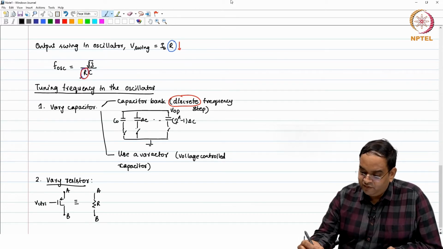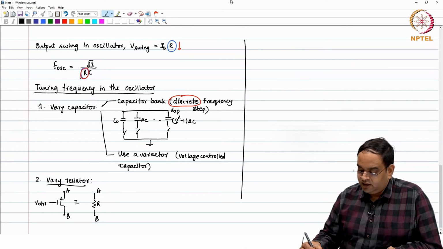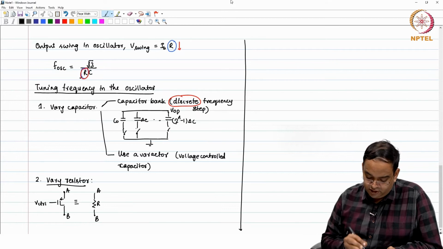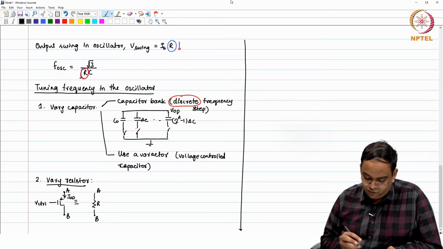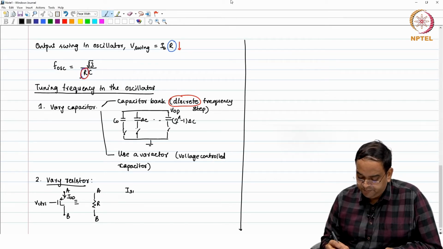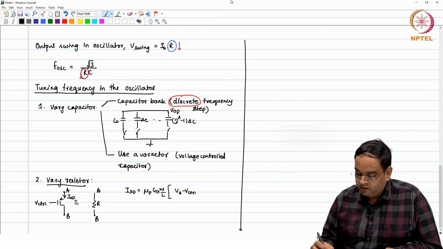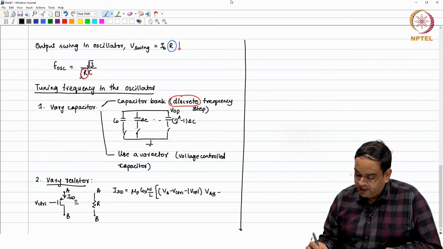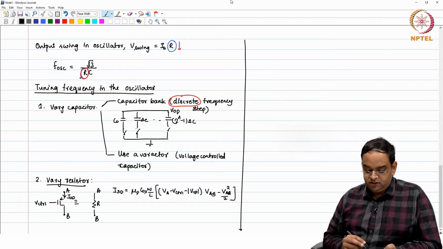So, how do we find the MOSFET for a given resistor? Well, if you have a current ISD flowing through a PMOS, then ISD is equal to mu p times Cox W by L times (VA minus Vcontrol minus mod VTP) times VAB minus VAB square by 2. This is the current flowing through the MOSFET.